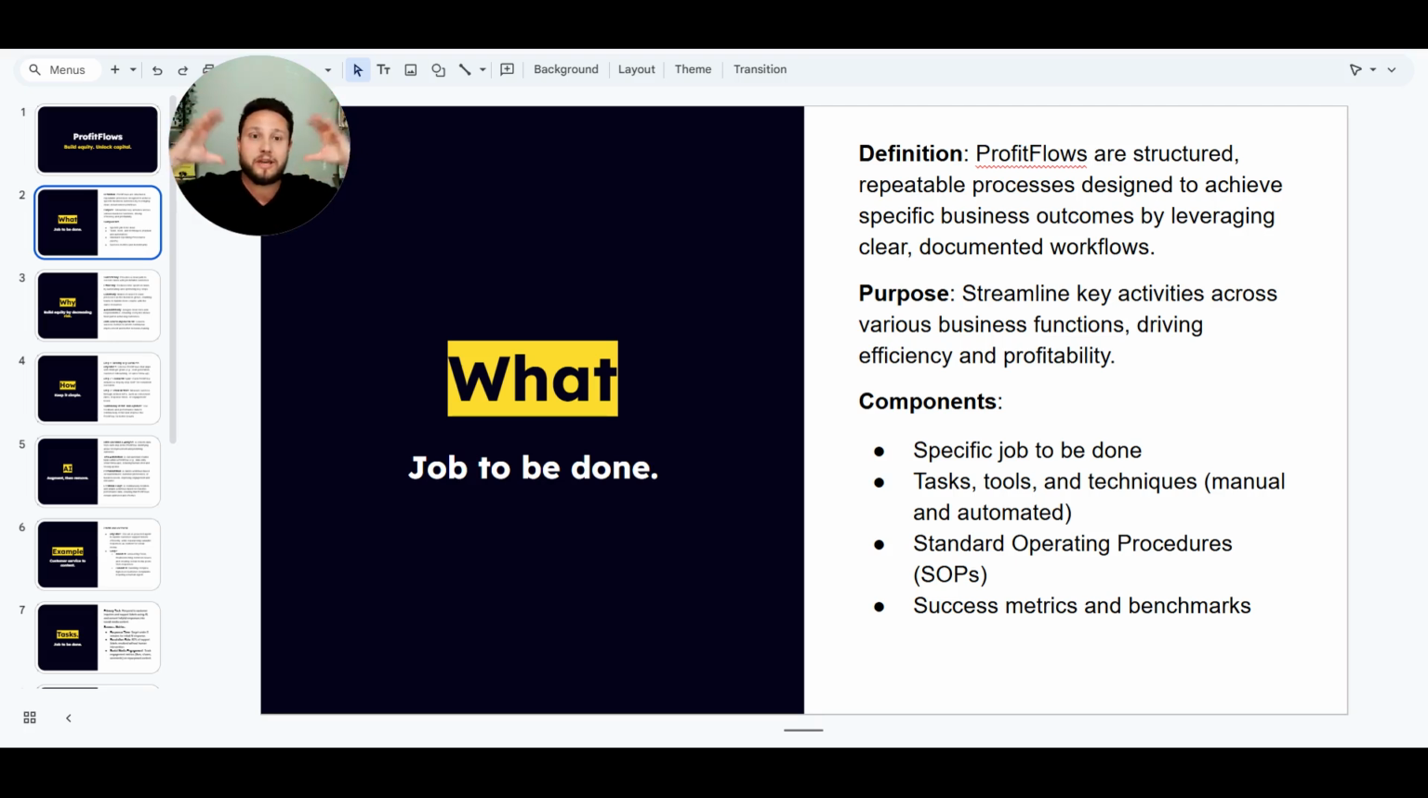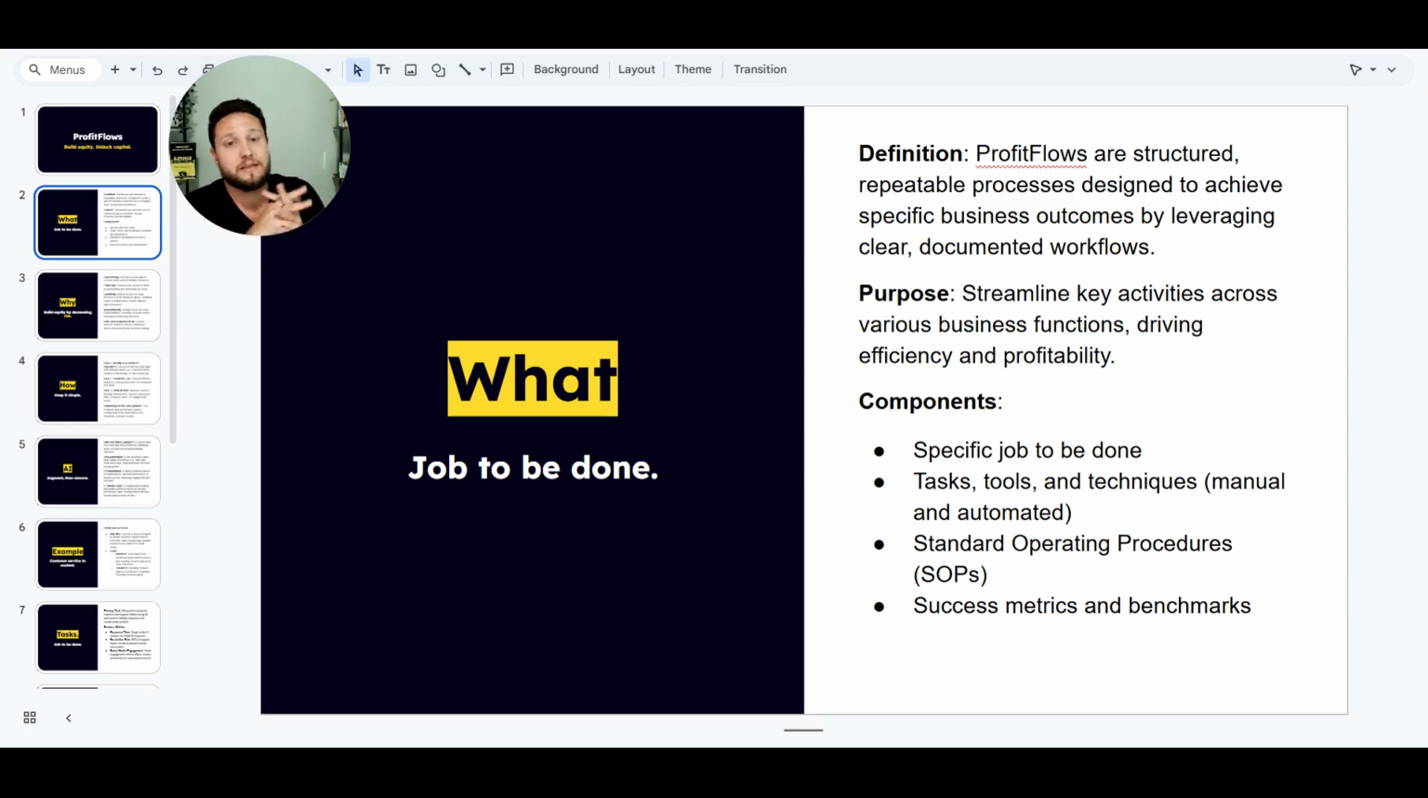And then as you look at that job to be done, we're going to break it down into the smallest movable parts. So we're going to take the job to be done, and then we're going to break it down into the tasks, the tools, the talent, the techniques, right? Everything that goes into actually building and developing and executing that job. And then we want to standardize it, right? So we're going to take the very specific job to be done. We're going to break it down into the tasks, the talent, the tools, and the techniques.